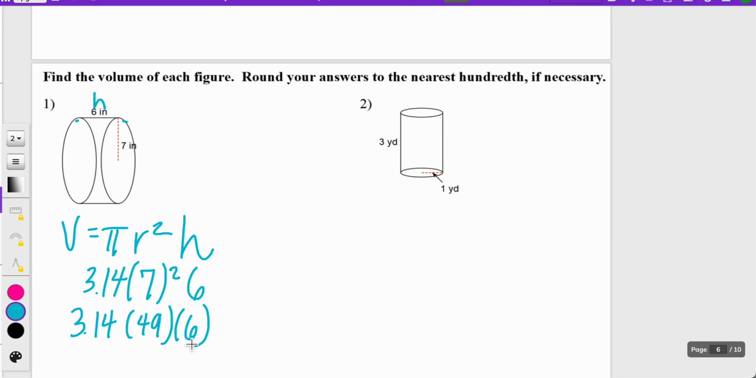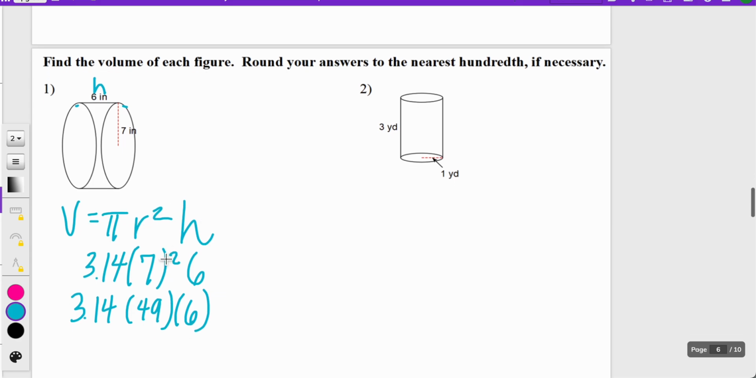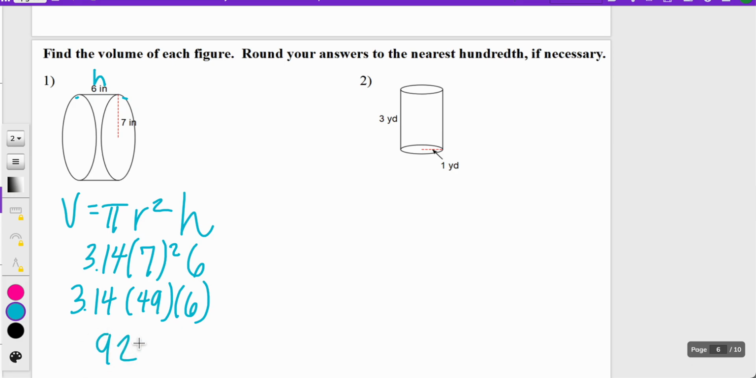So 3.14 times 49 times 6. We're getting 923.16, and that'll be inches cubed.